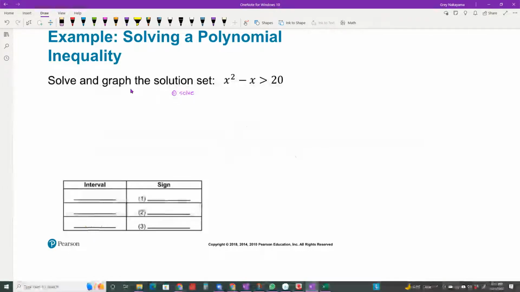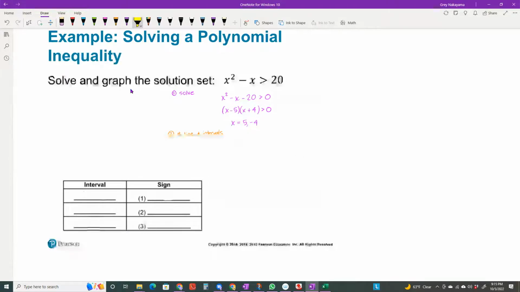But to solve any quadratic, we have to bring it all to one side. So that means I'm going to subtract 20. And then I'm going to factor it, x minus 5, x plus 4. And the related equation would mean that x equals 5 and x equals negative 4. So those are the boundary points that are going to create my intervals.